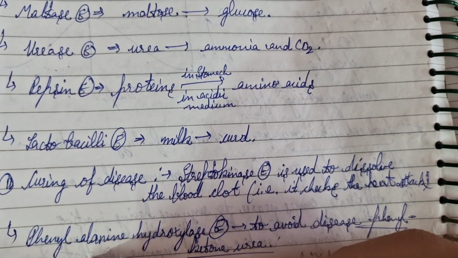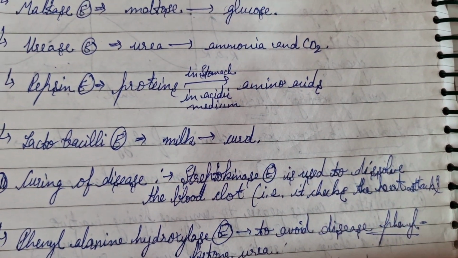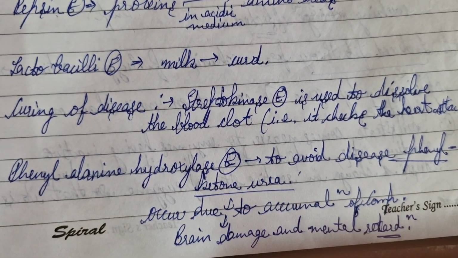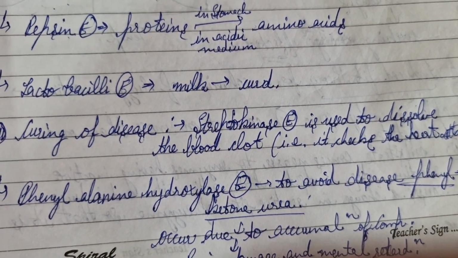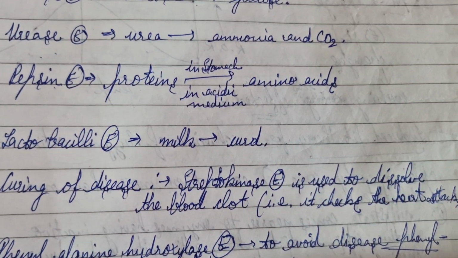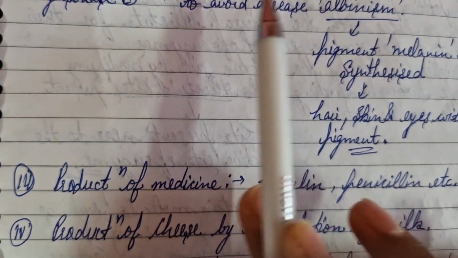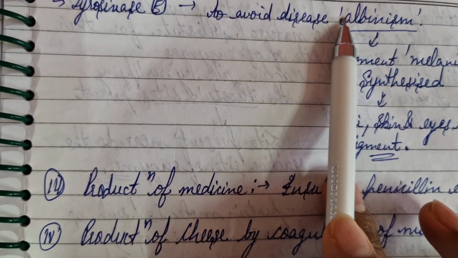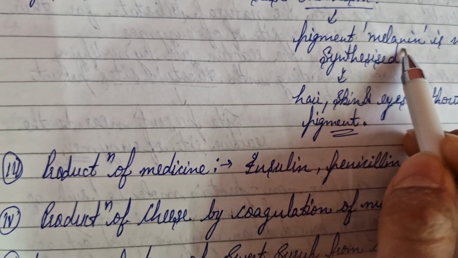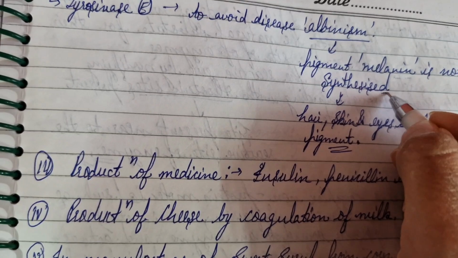Whereas phenylalanine hydroxylase is used to avoid the disease known as phenylketonuria, which occurs due to the accumulation of a compound; brain damage and mental retardation are caused in this disease. Tyrosinase enzyme is essential in avoiding the disease albinism. In albinism, the pigment melanin is not synthesized, which results in the disease.